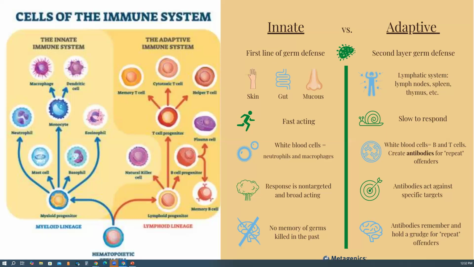Let me see the specific terms for this one. I want to make sure I use the right words for this one. I know I'm running out of time.